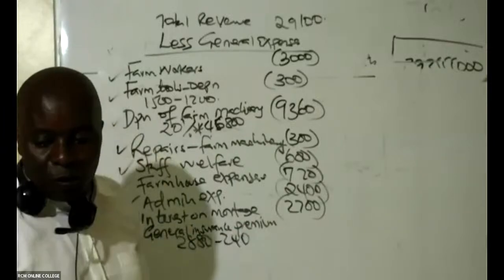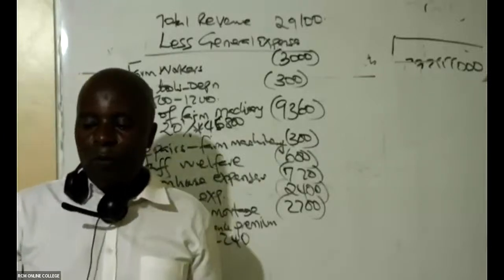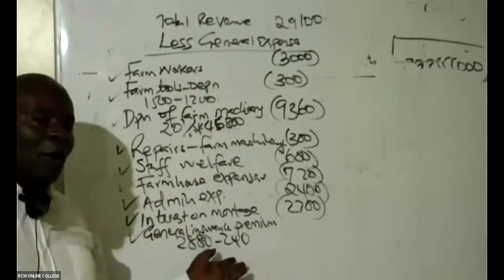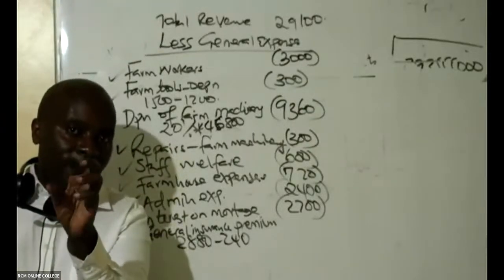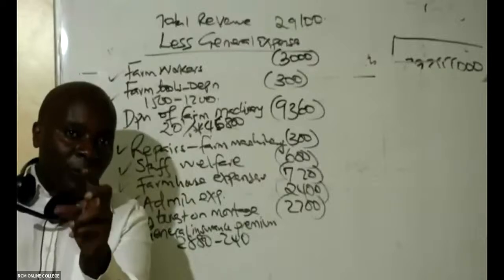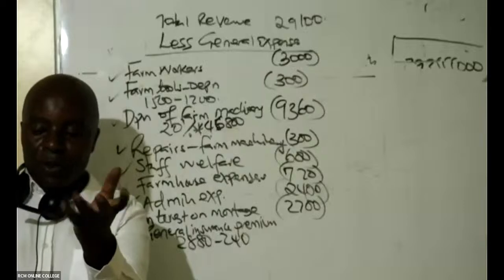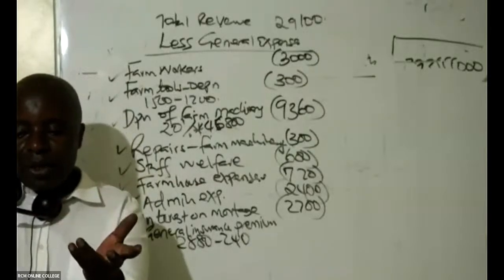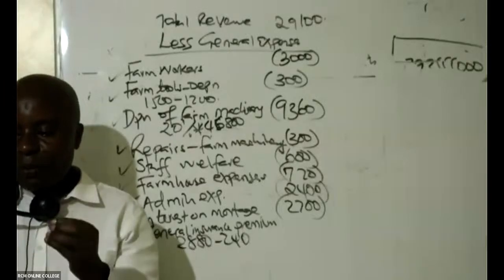Is it 2400 or 240? It is 240. So we should be able to remove it out of this, and then we take it as a current asset in the balance sheet. Prepayments are supposed to be taken to the balance sheet as current assets. It's your money. So then what is this general insurance premium expense for this year?